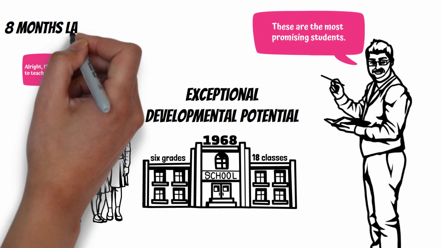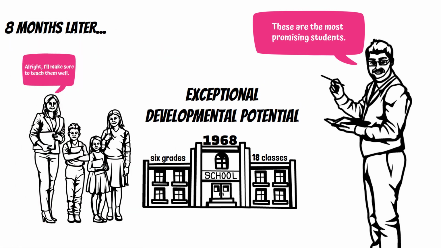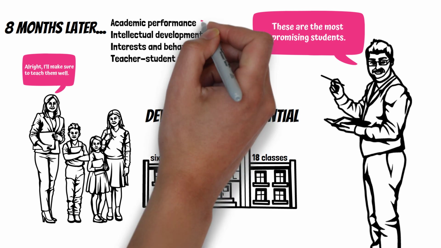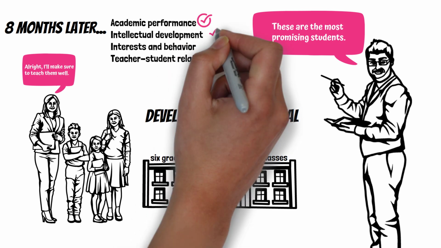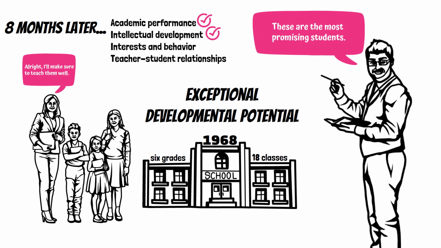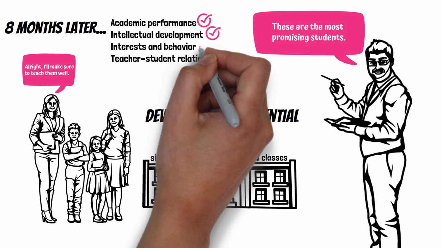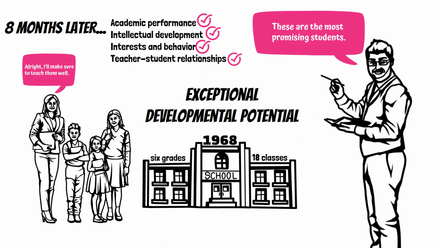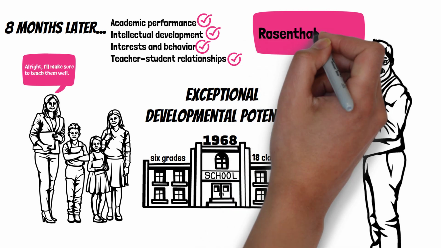8 months later, when the team returned to the school, they were pleasantly surprised to find that the students on the list showed significant improvements not only in academic performance and intellectual development, but also in areas such as interests, behavior, and teacher-student relationships. This phenomenon is widely known in education as the Rosenthal effect.